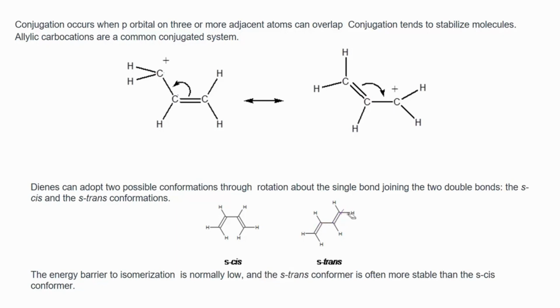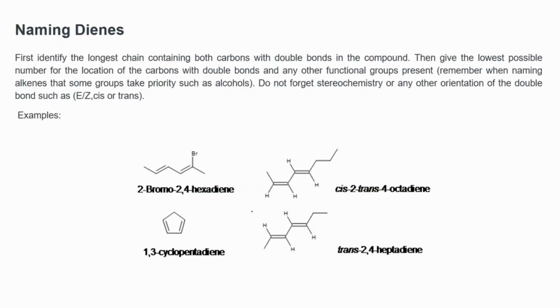Now, because there is free rotation, the energy barrier between the conformers is very small, and this happens at room temperature all the time. Now, the trans conformer is often more stable than the cis, but the cis imparts some interesting reactivity that we'll get to. More than one pi bond in a molecule, we call it a diene when we have two.